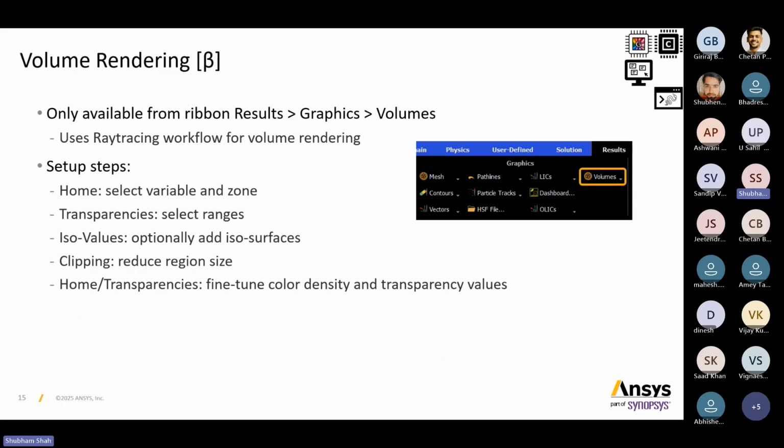Then volume rendering in Fluent has been enabled. That is basically still in the beta mode, but you can access it through the ribbons only, in the results tab. You can see in the graphics part, there is a volumes option. So you can plot the volume rendering.